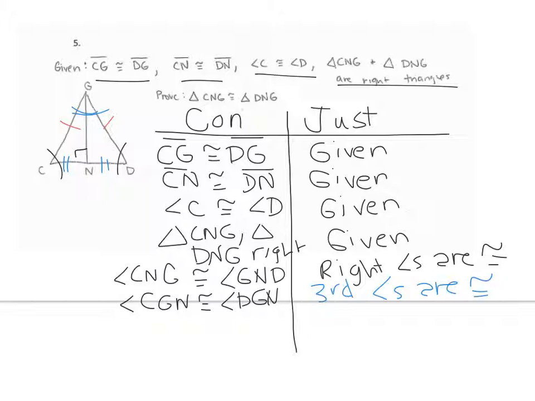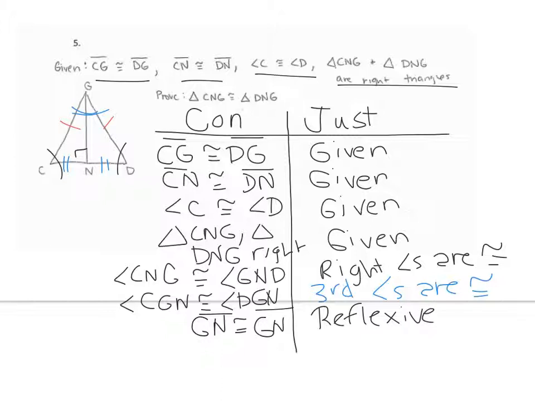So I have 3 angles and I have 2 sides. I don't have the last side. But if you look, these 2 share the same side. So GN is the same for both triangles. So I'm going to write GN is congruent to GN. And what property does that look like when you have the exact same thing on the left and right hand side? That's called the reflexive property.